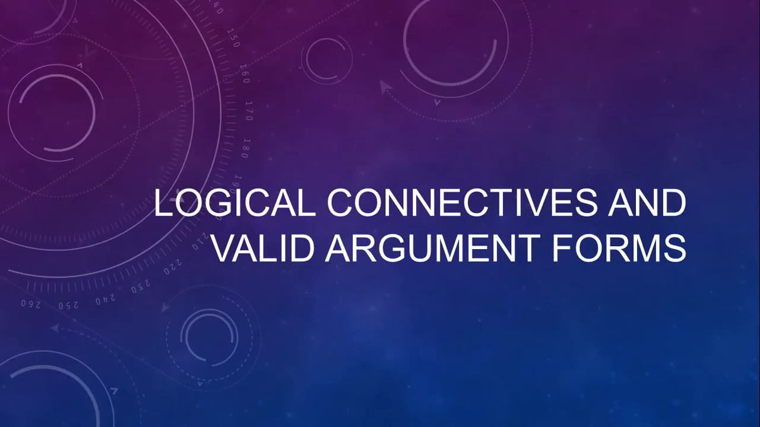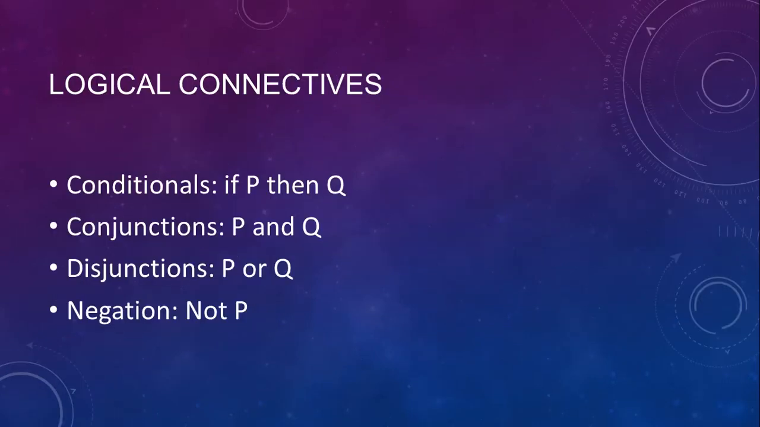So starting with the logical connectives and valid argument forms. Really, we're just going to look at 4 logical connectives. These things are called logical connectives. Usually they connect 2 sentences. So P and Q are sentences or propositions. They say something either true or false about the world.